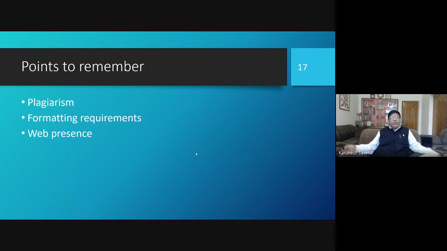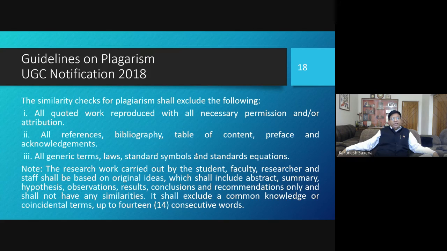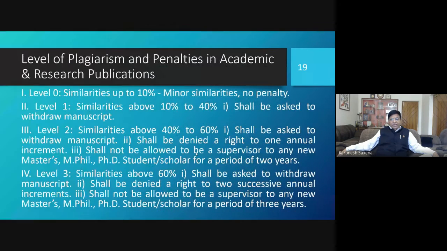Then there are UGC regulations for plagiarism, which came out in 2018. I will not cover this in detail. Only thing I can tell you is that you can go through these guidelines which are available on internet and ensure that you comply with them. When we are talking about research paper writing, then up to 10% similarity comes under level 0, and so minor similarities are there, no penalty is imposed, and then you may be allowed to publish also.